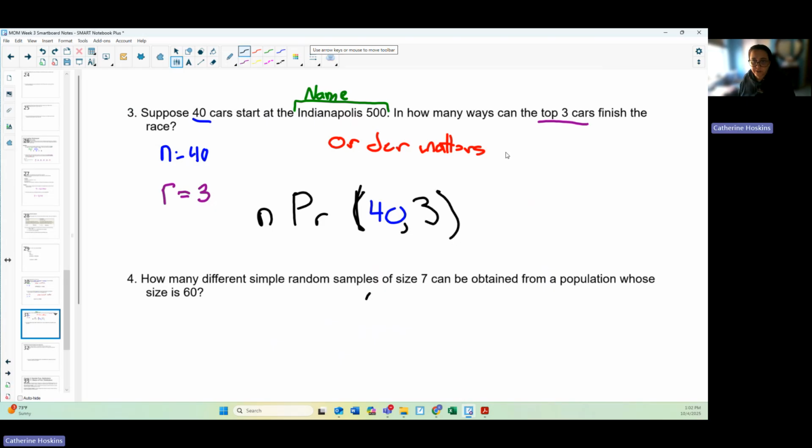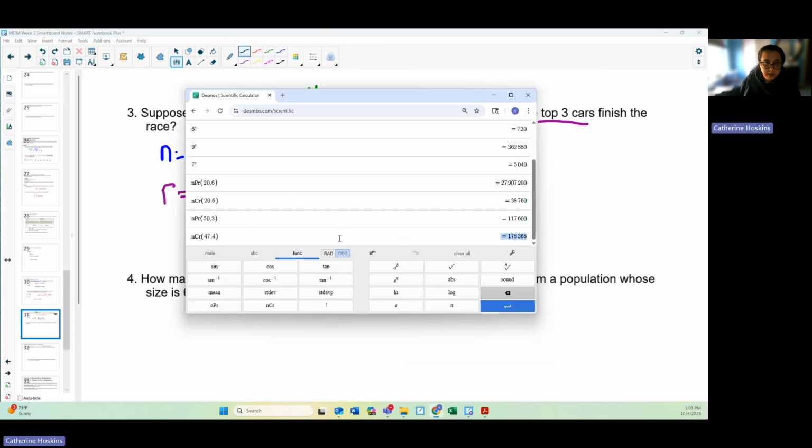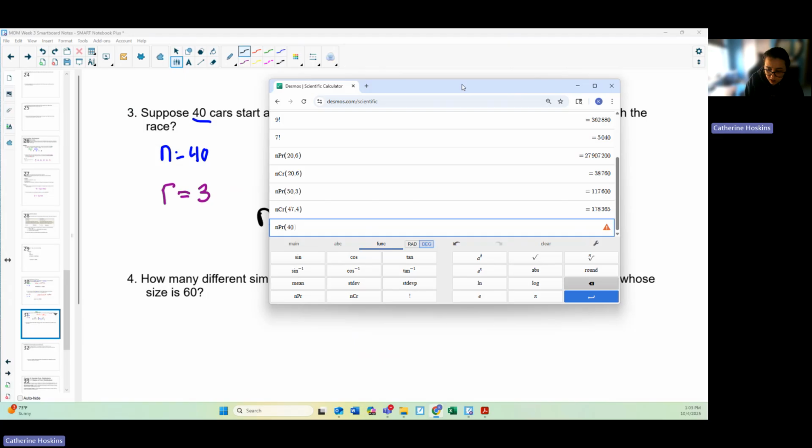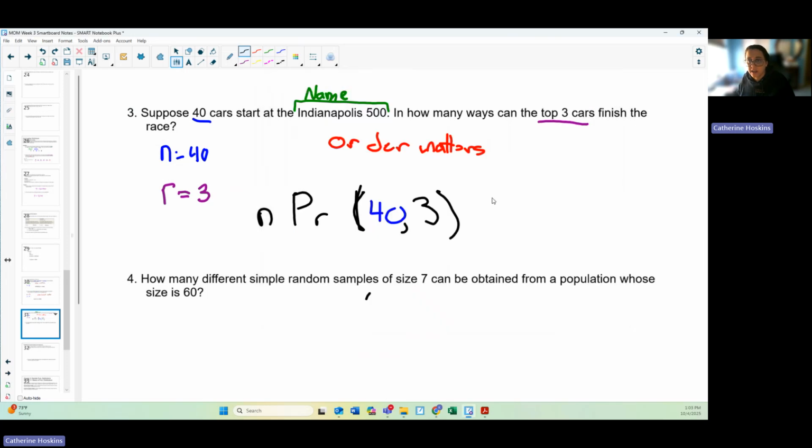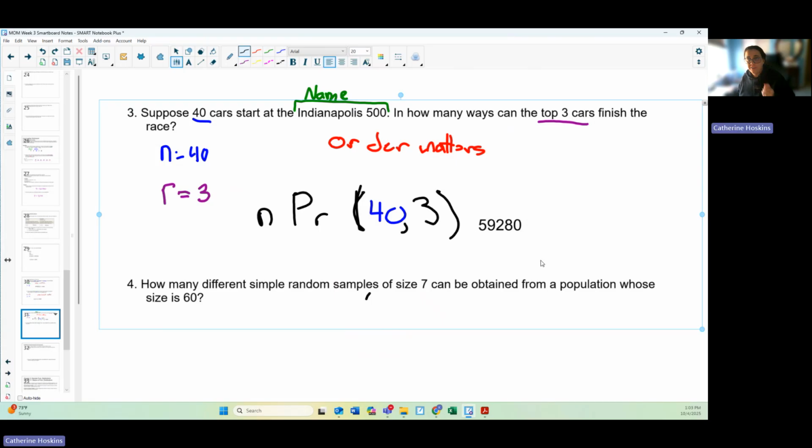So I open up Desmos. I would say nPr 40, comma 3, and I end up with 59,280 different possible ways that those three cars could win that race. 59,280 different ways.